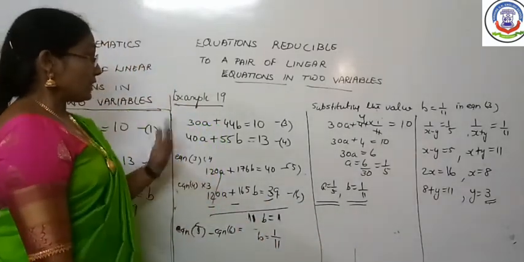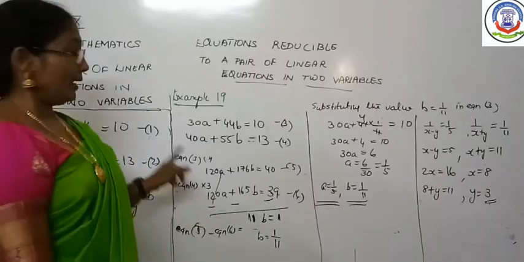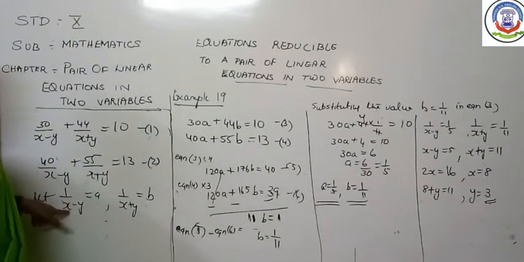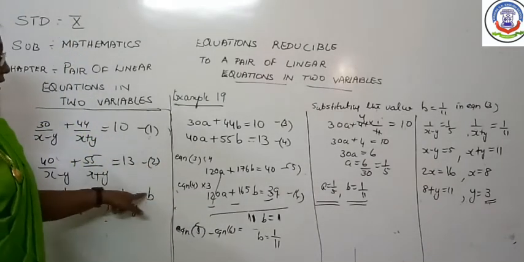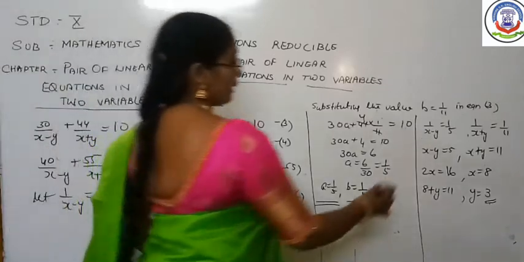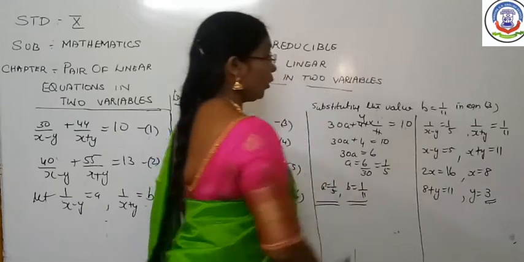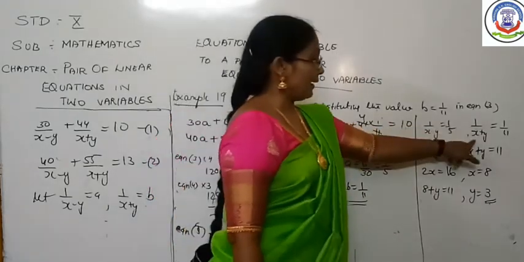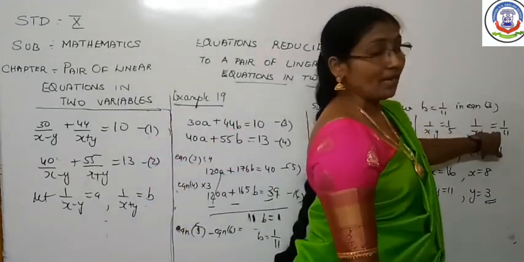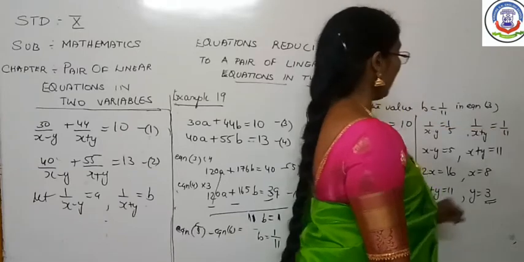Now we substitute the values of a and b. Suppose 1 by x minus y is equal to a and 1 by x plus y is equal to b. That means 1 by x minus y is equal to a. What is a? It is 1 by 5. And 1 by x plus y is equal to b. B means now you got 1 upon 11.